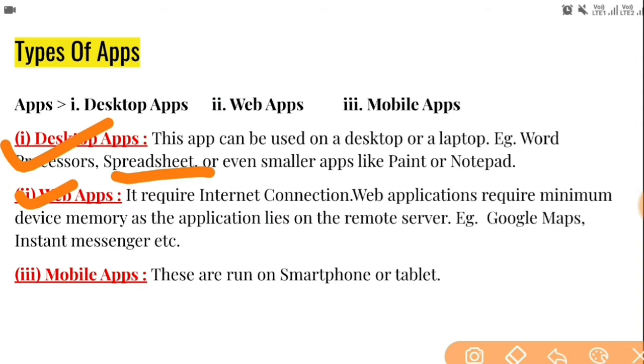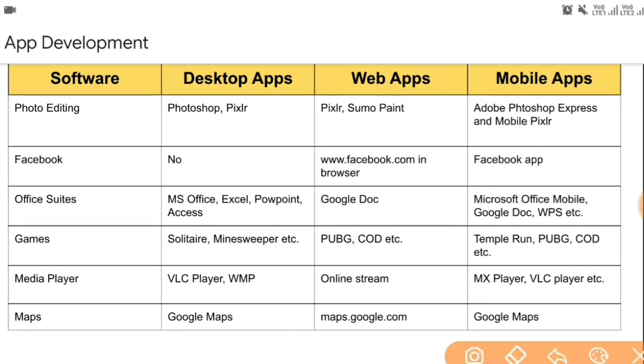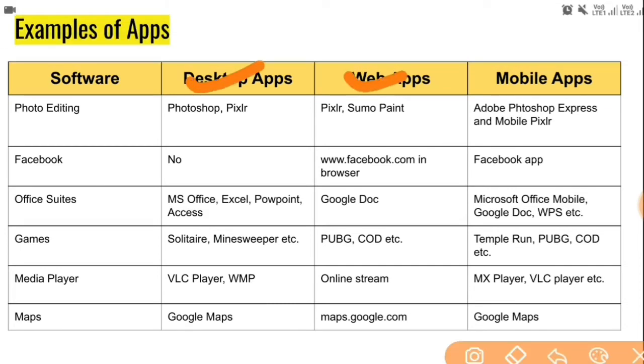Now the next one is mobile apps. Mobile apps run on smartphones or tablets. They work similarly to what is done on a desktop, but in a very small, concise manner. It requires the web also, and if it requires the web, it is known as a web app. And if it runs on a computer or a desktop, it is called a desktop app. There are several software available like desktop apps, web apps, mobile apps.